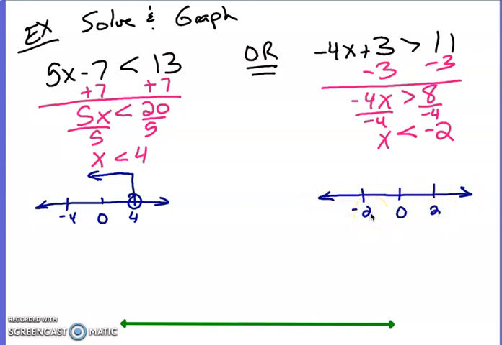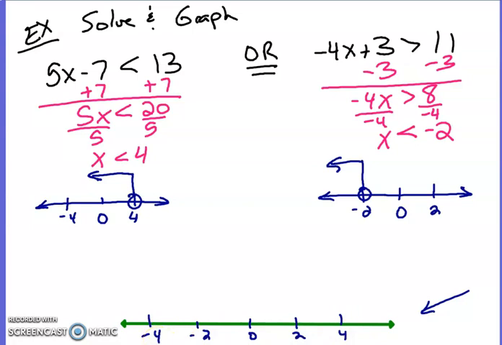So x is less than negative 2. So here's negative 2, x is less than that. So what we want to do is write one graph down here, one graph that entails all of these numbers. So think about where these numbers are. You got 0, you got 2, you got 4, you got negative 2, and you got negative 4.